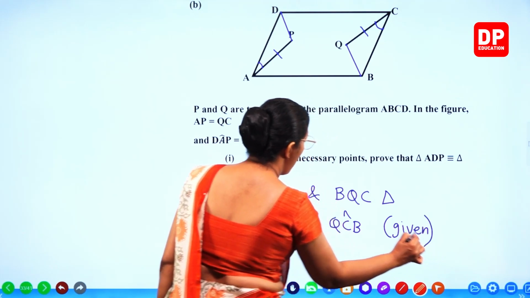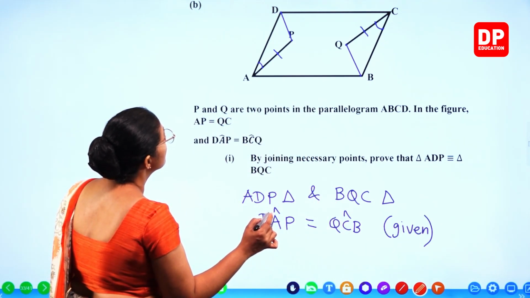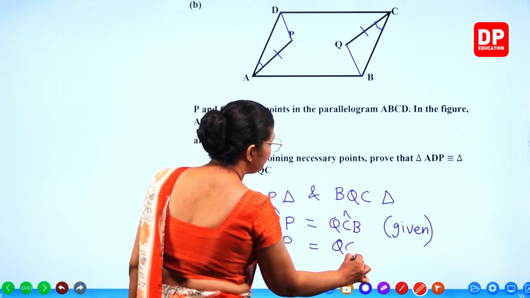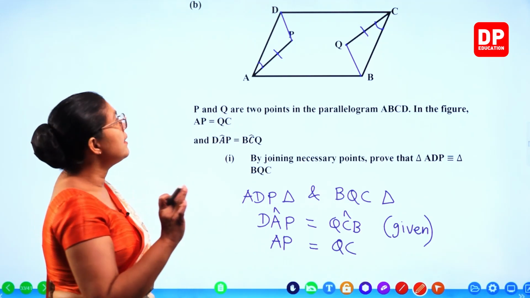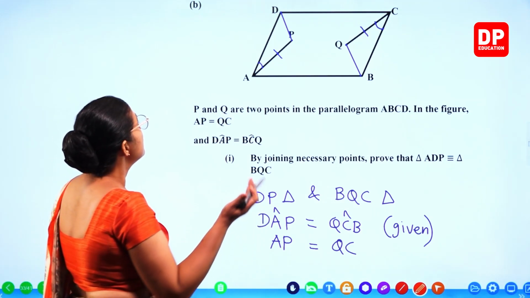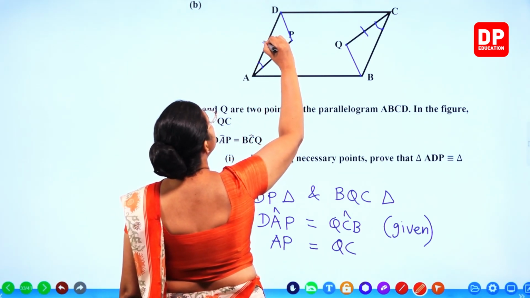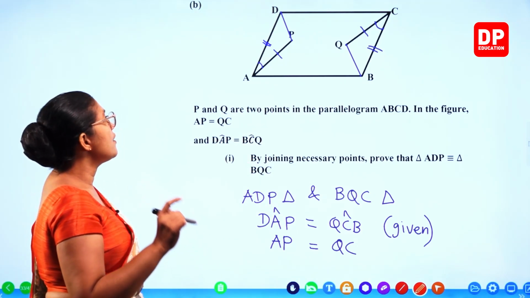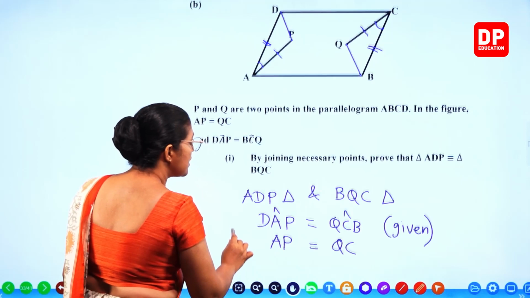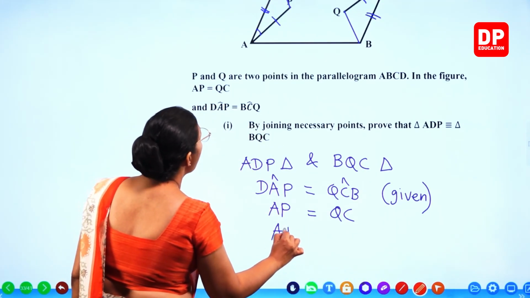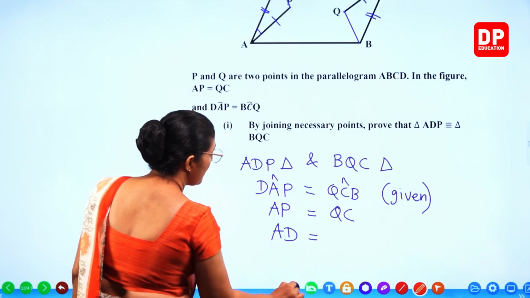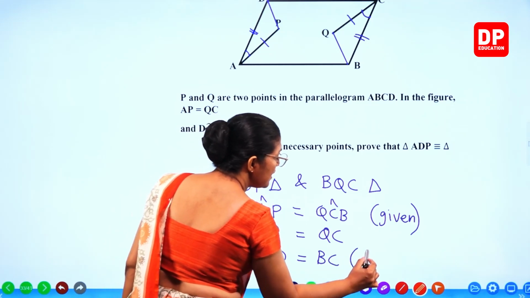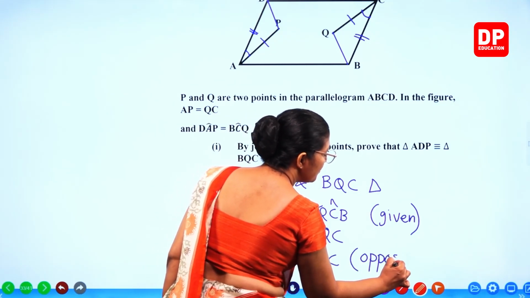And also we know AP length is equal to QC, it's given. One length and one angle given. Now we can see that this length is equal to this one because ABCD is a parallelogram. Opposite sides of a parallelogram are equal. So you can write AD is equal to BC. What's the reason? Opposite sides of a parallelogram.